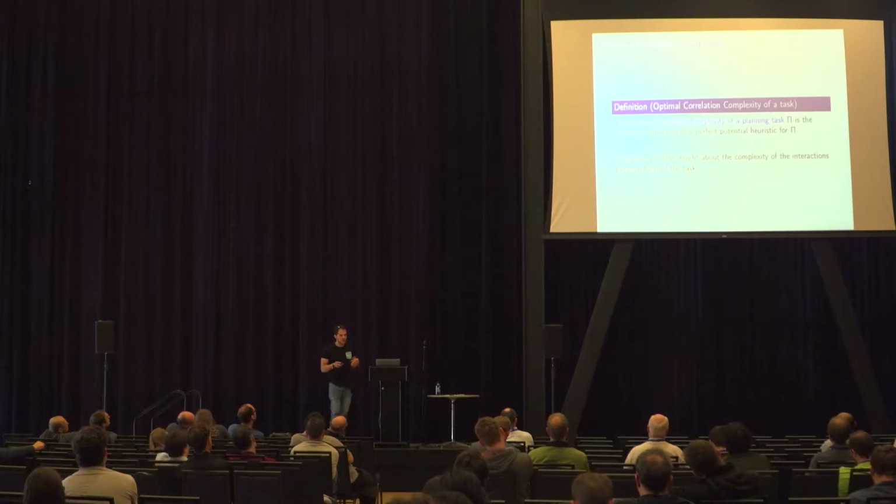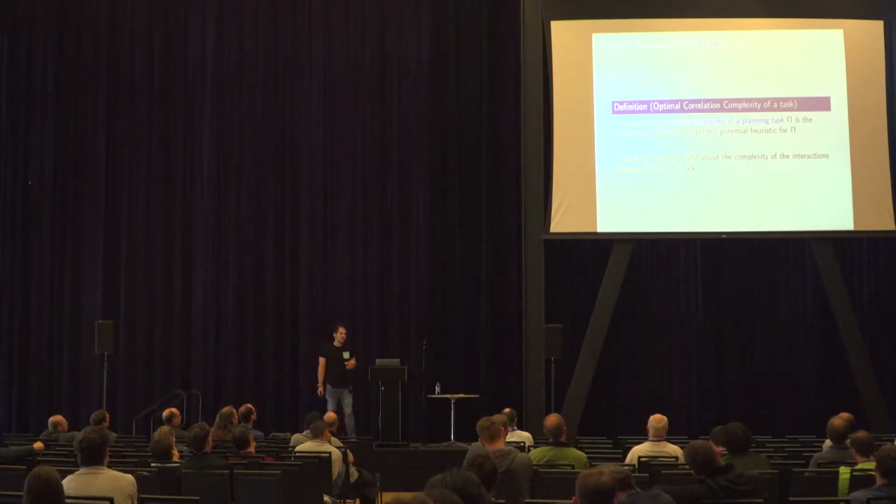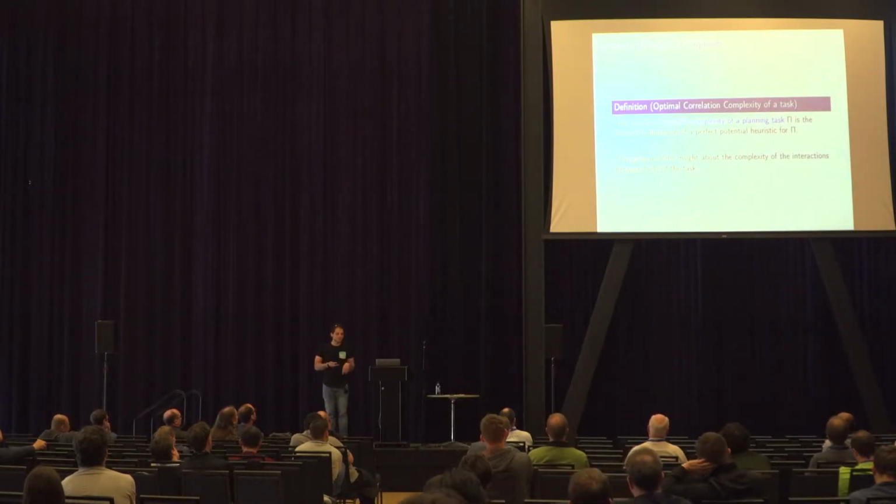So one cool metric in potential heuristics is what we call correlation complexity. This is from satisficing planning, and we extend it to optimal planning here, what we call optimal correlation complexity. Basically, the optimal correlation complexity of a planning task is the minimum dimension that a perfect potential heuristic must have in this task. So this gives us some insight about the complexity of the interaction among the facts of this planning task that a heuristic must take into account to be perfect for all states.